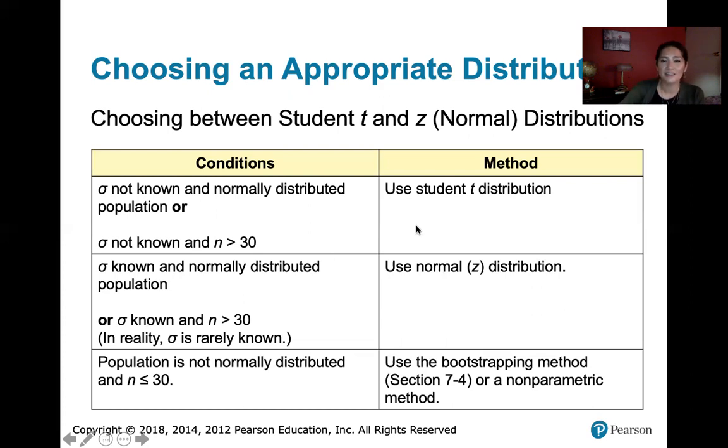So you're either going to be in this case or this case, and we use this case whenever the standard deviation is not known. Use the t distribution. When the standard deviation is known, use the z distribution. But remember, in both cases, you need to check and make sure that you have reason to believe that those sample means are normally distributed, which means the sample size is large enough, greater than 30, or the original population is normally distributed.